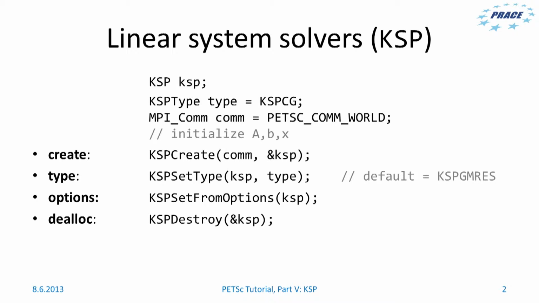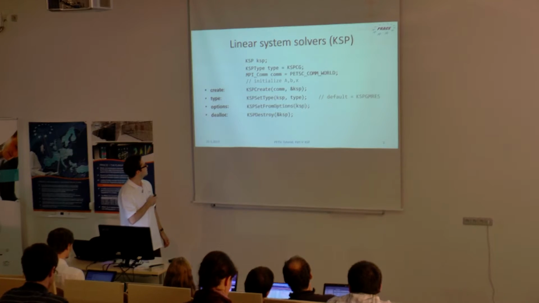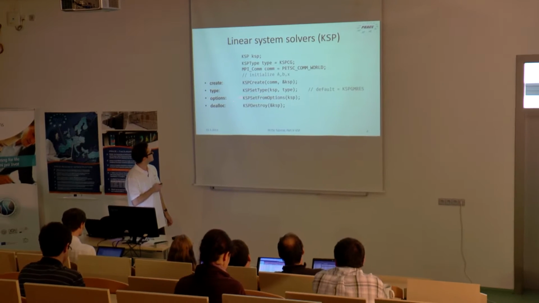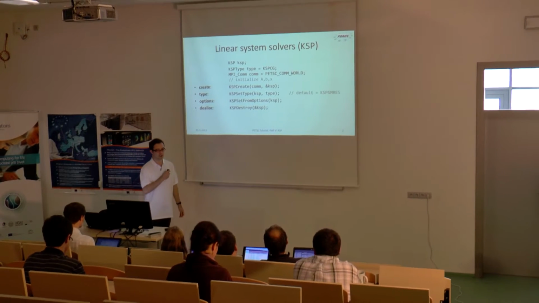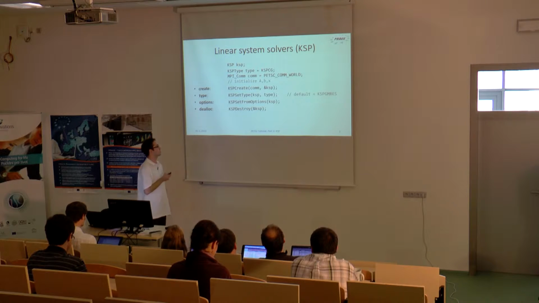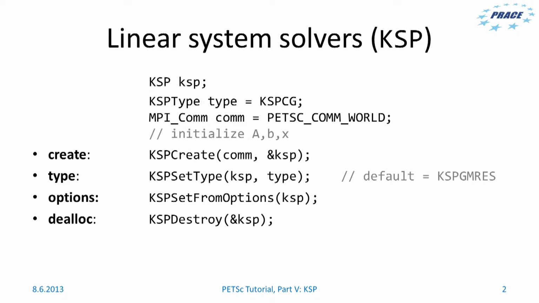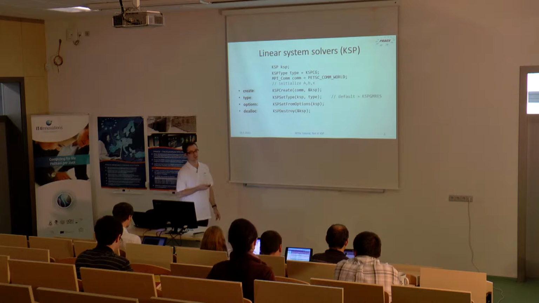For this case, PETSc has this KSP class. You can create a new instance of the solver using KSPCreate, set the type using KSPSetType, set the properties of the solver using KSPSetFromOptions, and if it is not needed anymore, you can destroy it by KSPDestroy. The type of the iterative solver can be, for example, KSPCG for conjugate gradients.